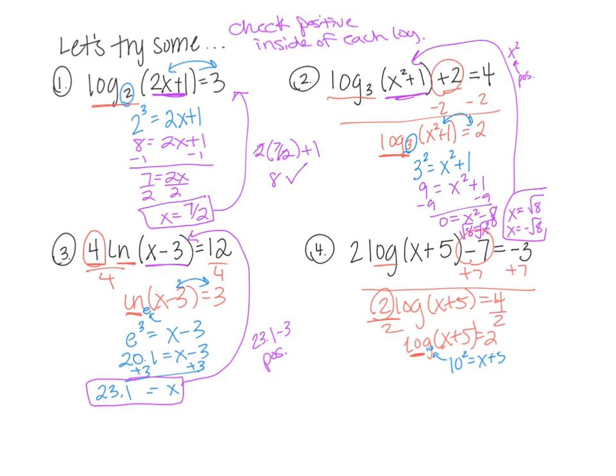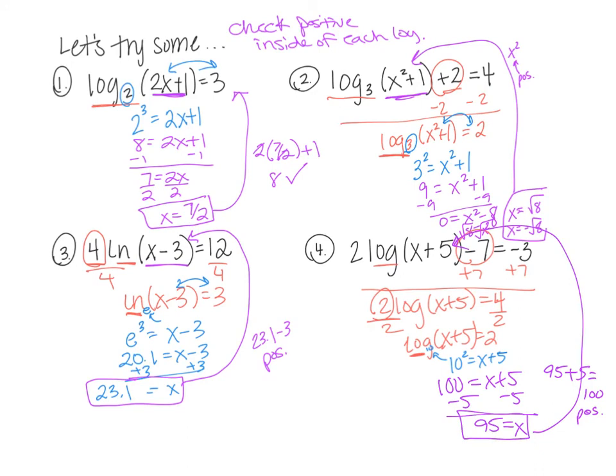Now, whenever I'm finishing solving here, I'm going to have 100 equals x plus 5. So I'm going to subtract that 5. So x is 95. I'm going to make sure that that works. So I'm going to go back up to my log and make sure that I get a positive number here. I do get a positive number.